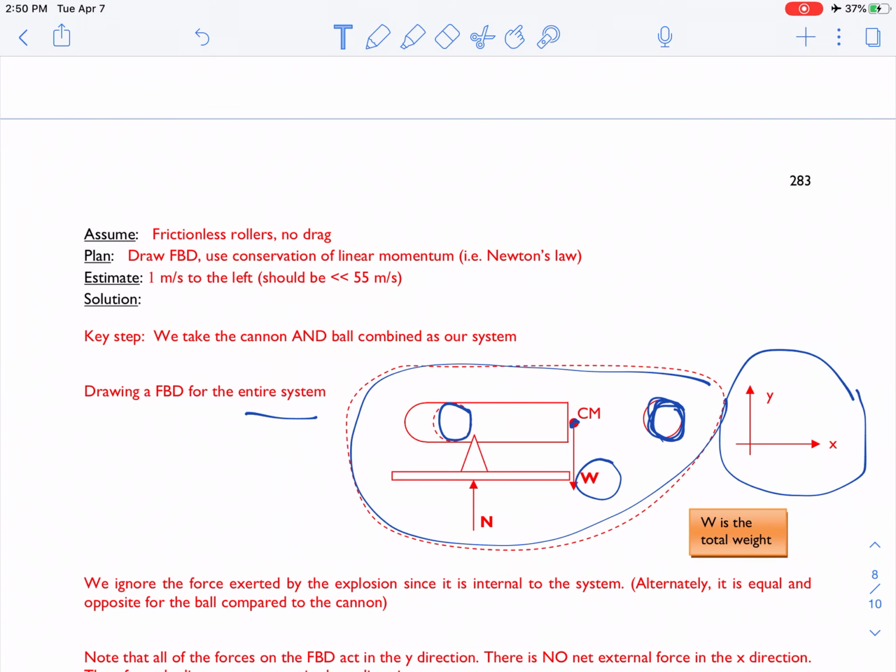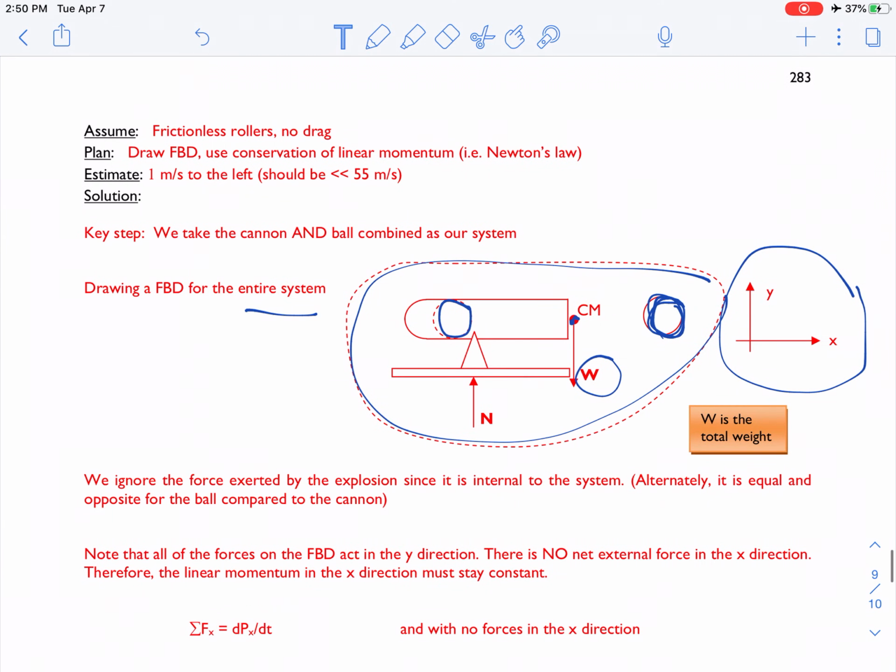Okay, so again, we ignore the force exerted by the explosion, because that is an internal force, right? Yes, remember the plunger problem, the carts, there was a plunger, and then we pushed the pin, and the plunger was released, and that force was an internal force, right? Just like that, this explosion is also going to be an internal force. It happens within the system.